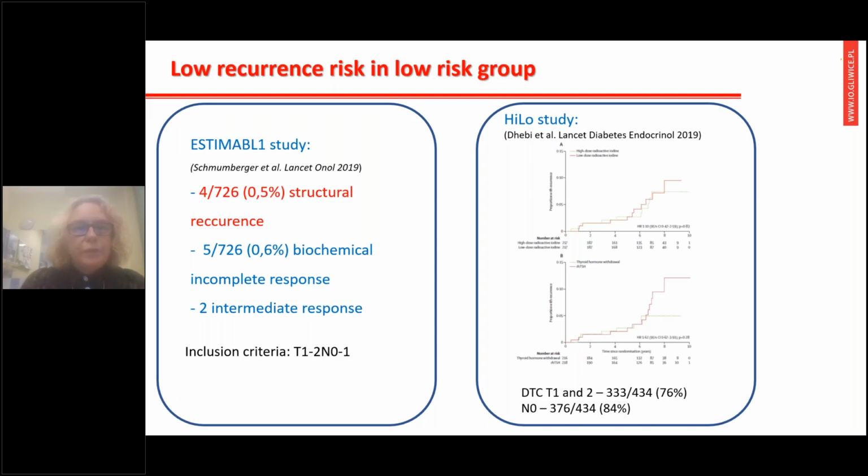And just to mention the ESTIMABL1 study from France: in patients with pT1, pT2, and N0 and N1 disease, we have a structural recurrence of less than 1% and biochemical incomplete response in 1% of patients. More or less the same was in the HiLo study, the British HiLo study, where we can see that after 5 years we have less than 5% of disease failure. But of course, when the time span is increasing, we have some more recurrences, but still the number of recurrences is rather low.